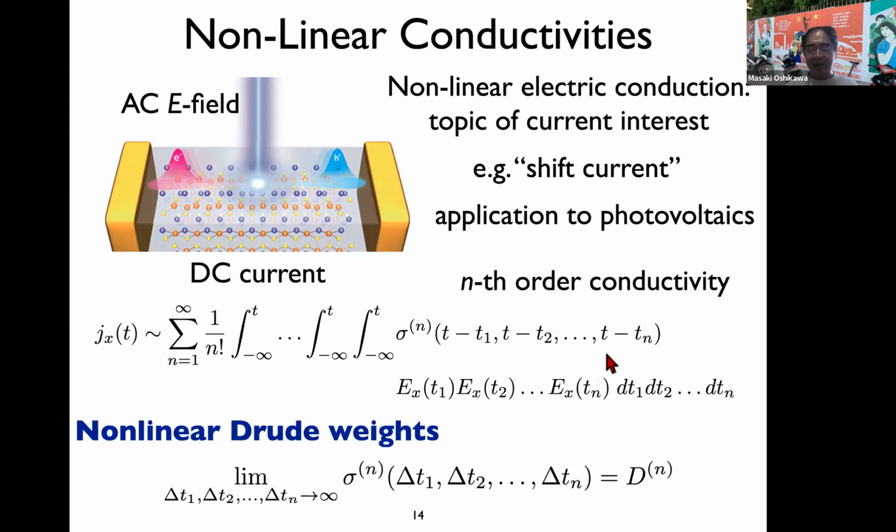So this is a generalization of nonlinear response conductance in real time to nth order, and eventually you need to sum from a linear response to infinite order, at least in principle. Then similarly to Drude weight for linear response, we can define nonlinear Drude weight by taking the limit of zero delay time like this. And let's call this D of n, Drude weight at nth order.